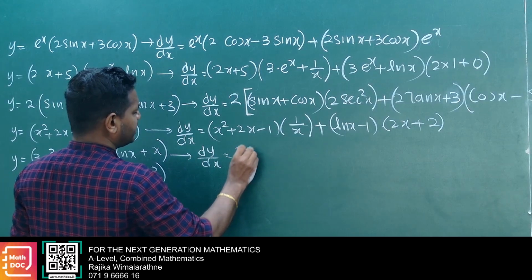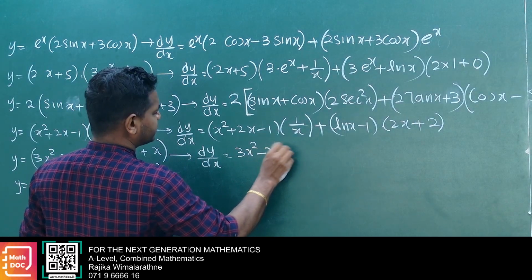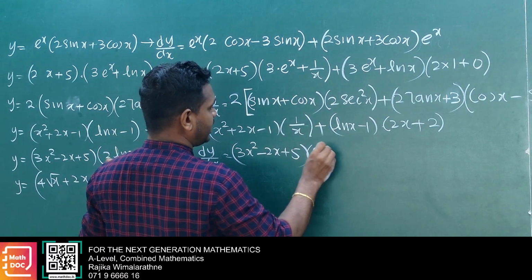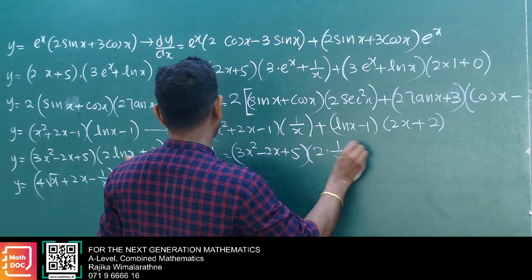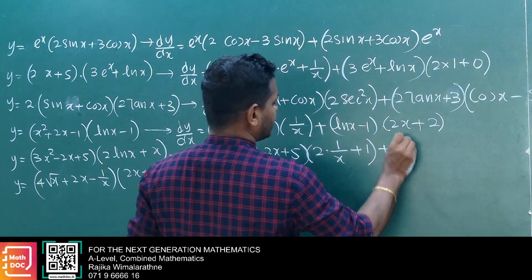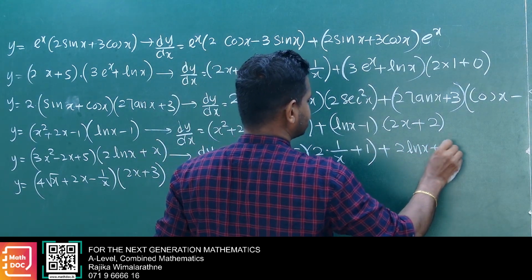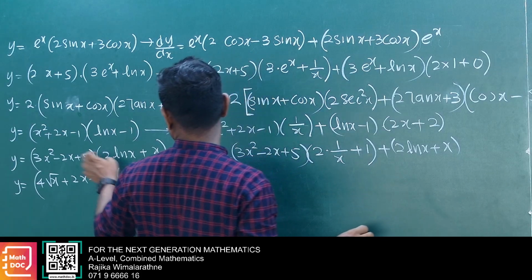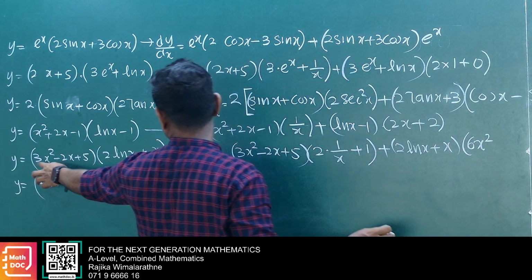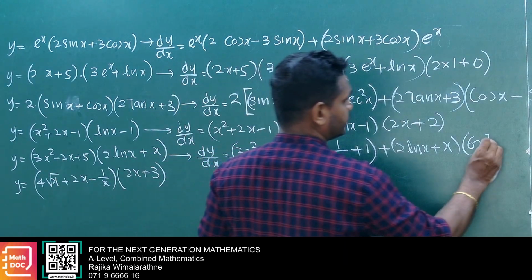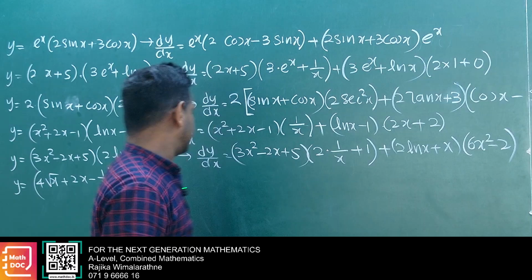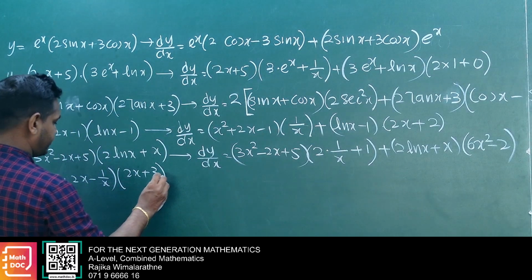Here 3x square minus 2x plus 5 times derivative of 2 ln x, which is 2 times 1 over x, plus 2 ln x plus x times derivative of 3x square minus 2x plus 5, which is 6x minus 2. Then the last one.